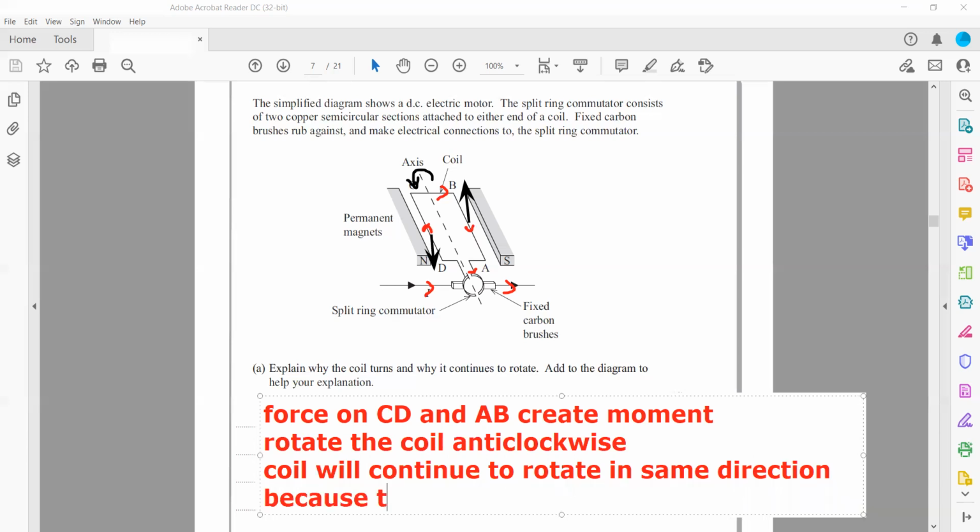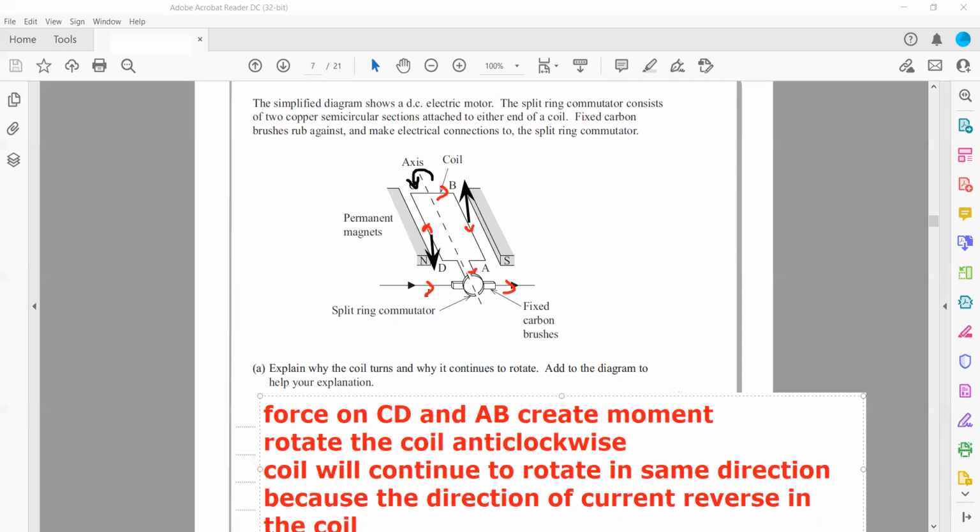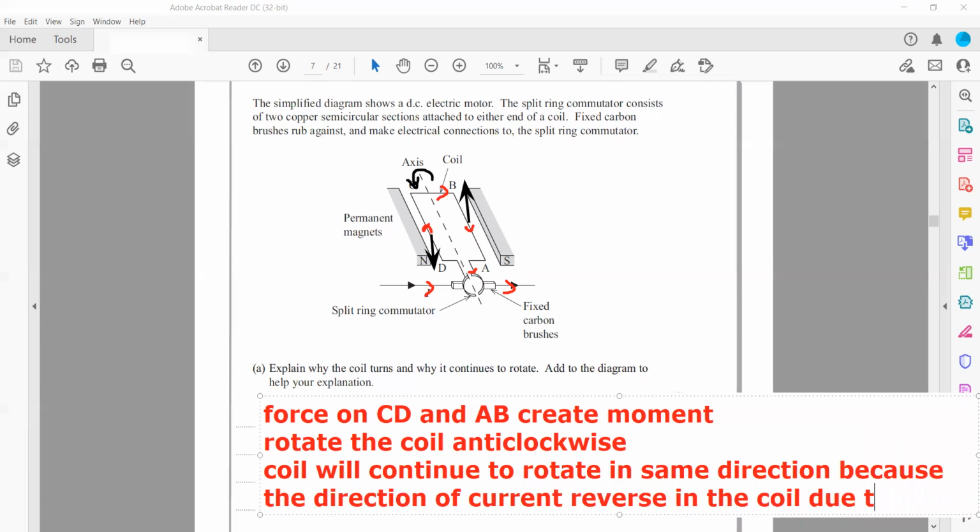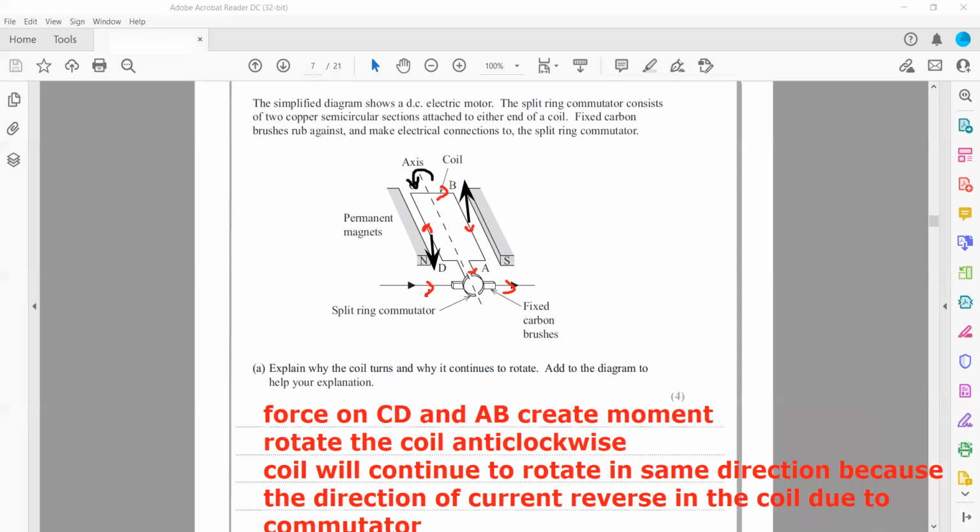because the direction of the current reverses in the coil due to the commutator. So this is what happens. As you can see, A and B are moving opposite to the direction of C and D, so the direction reverses here.